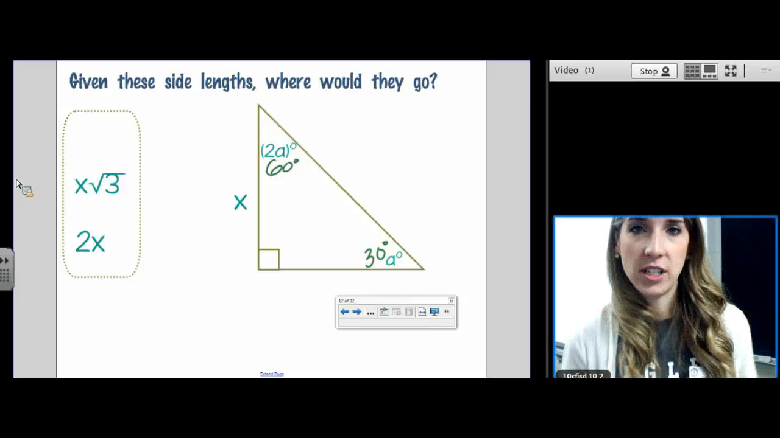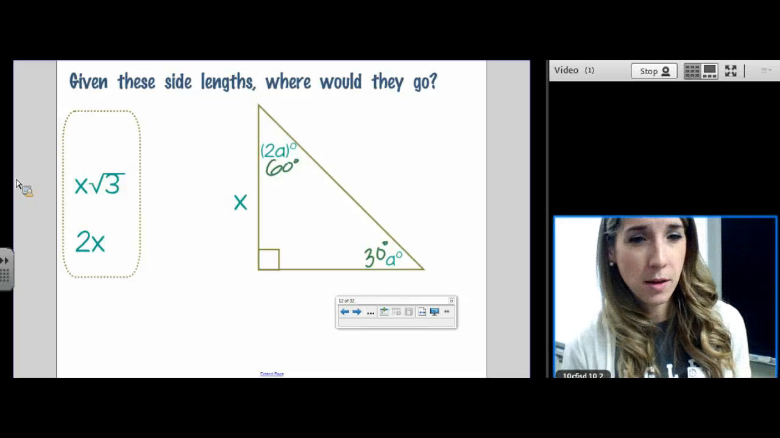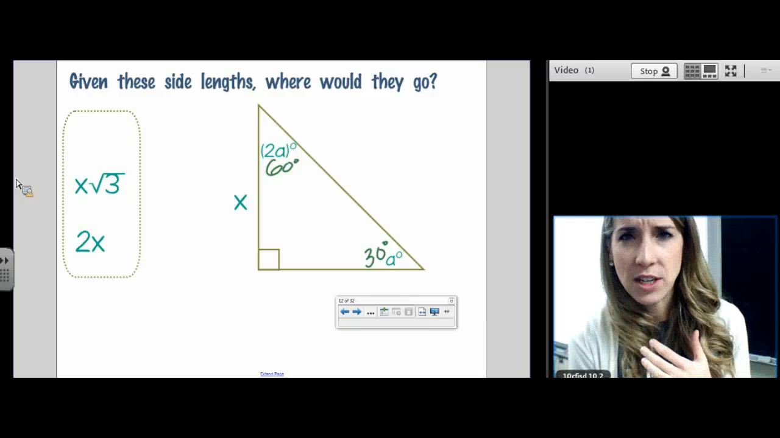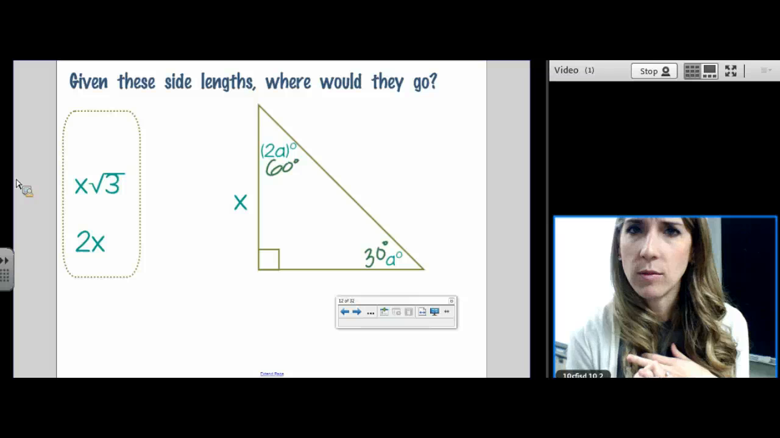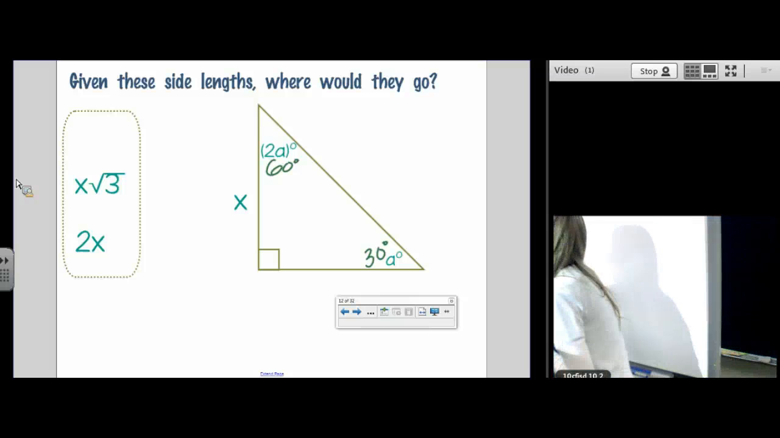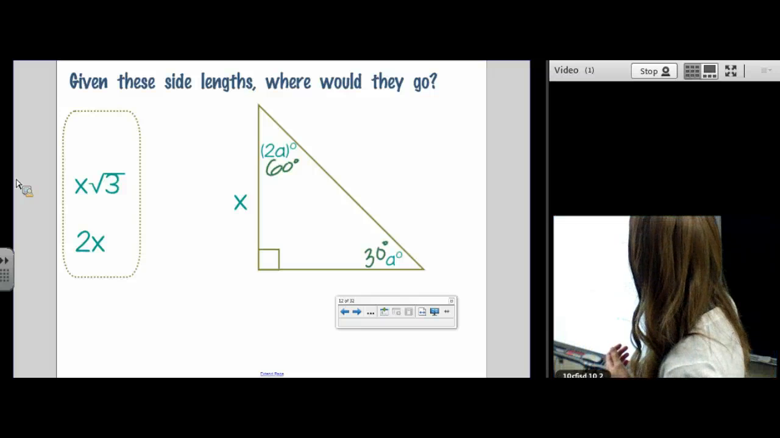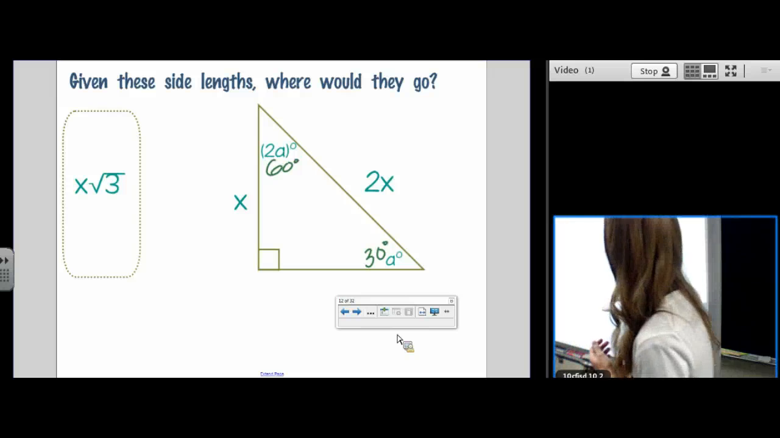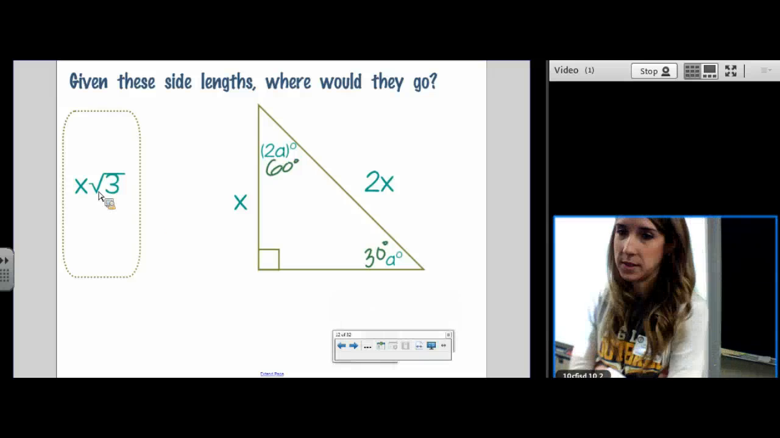What's the largest number of all of those? Because we know the hypotenuse is always the largest. Is it a bigger number to multiply by 2 or to multiply by root 3? Which one's bigger, 2 or root 3? 2 is bigger. So 2x is our hypotenuse. And then x root 3 is the side across from 60.